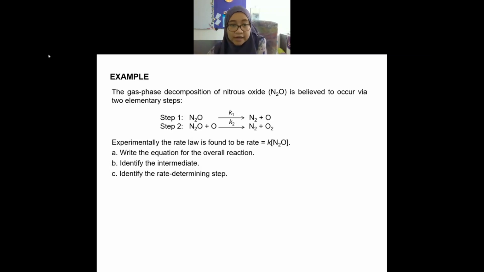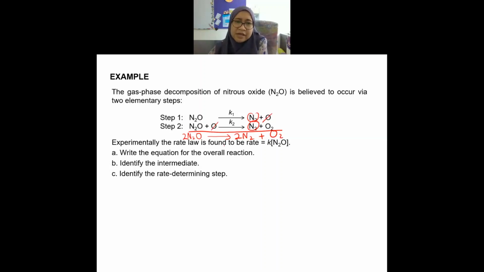So how do you write the equation for the overall reaction? You eliminate the reaction intermediate and also the catalyst if we have one. N2O, N2O, N2O. We have one reaction intermediate here. Oxygen, oxygen, nitrogen, nitrogen. So this one will be totalled up. Can it be cancelled with another oxygen? No. When we total up, we have 2N2O, which will be the only reactant, producing N2 plus N2, which is 2N2, plus O2. Make sure that it is balanced, okay?